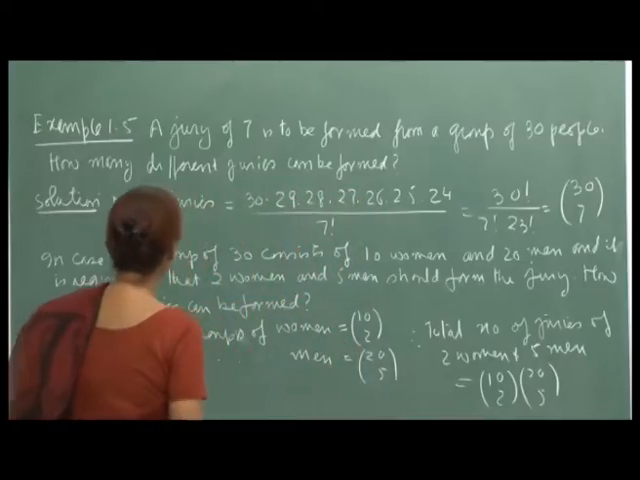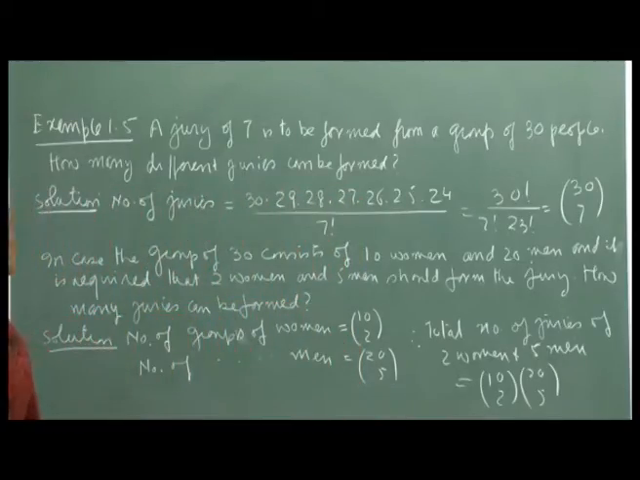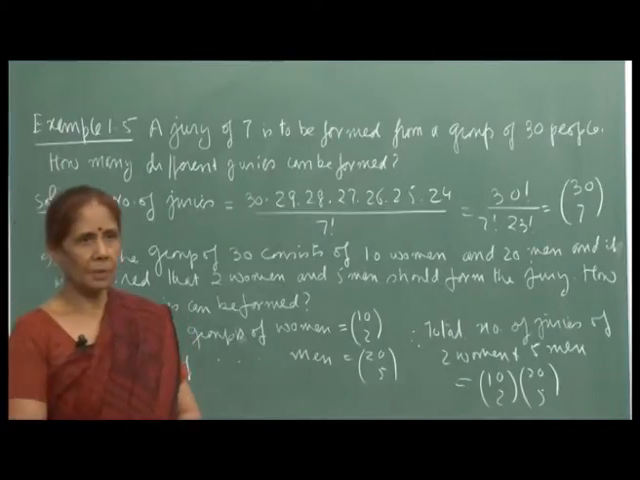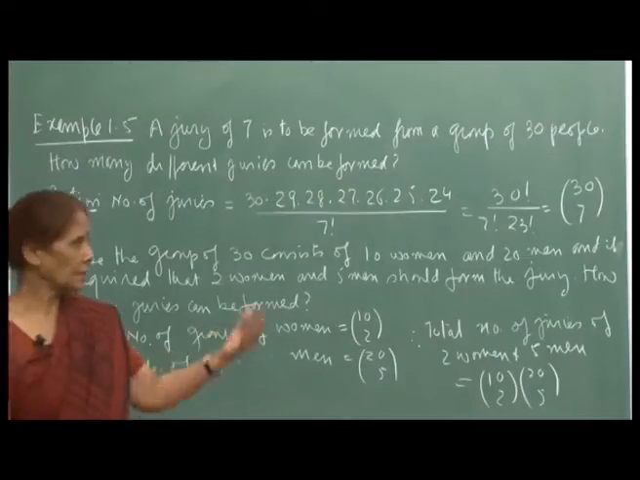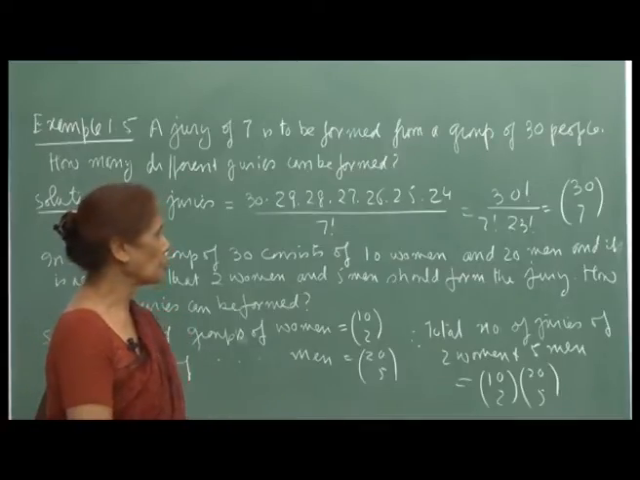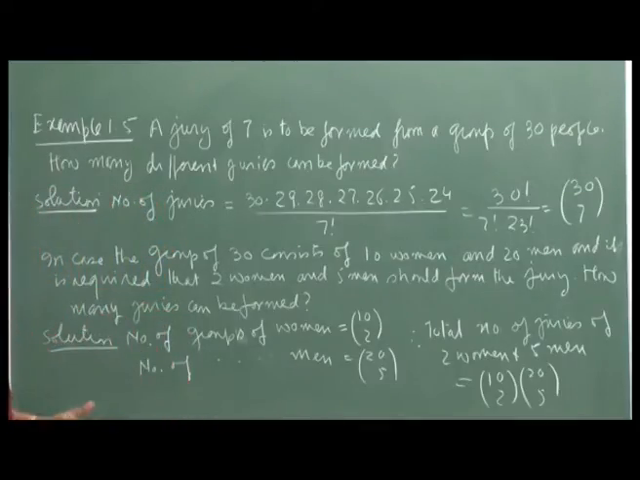So, again let us take up an example. A jury of 7 is to be formed from a group of 30 people. How many different juries can be formed? So, just carry over what we discussed just now. There are 30 people, and you have to pick up 7 people from this set of 30 people, which will form a jury, right. And so, the question is how many different juries can be formed. So, this is like we discussed, n objects, you want to pick up R objects from there, and how many possible combinations are there, that is what we are looking at.